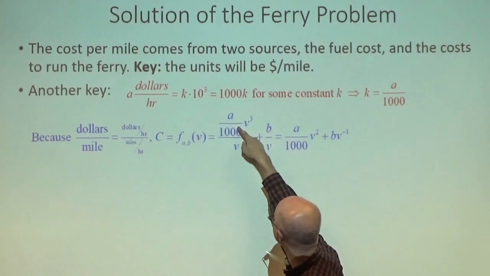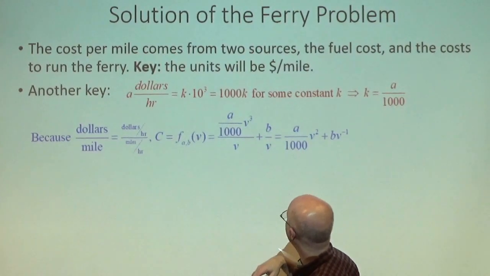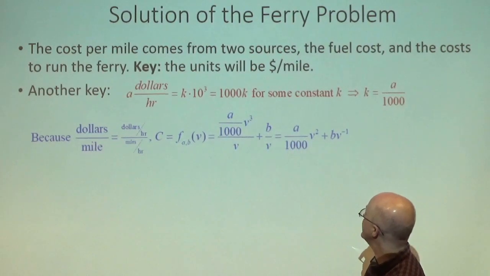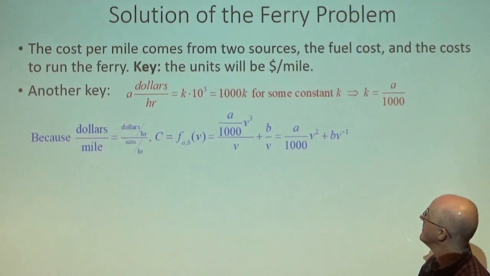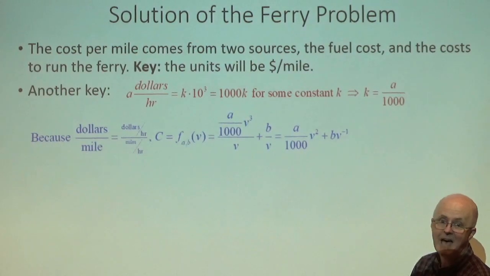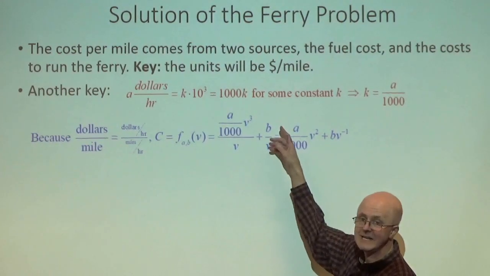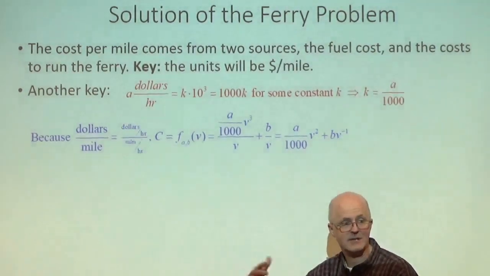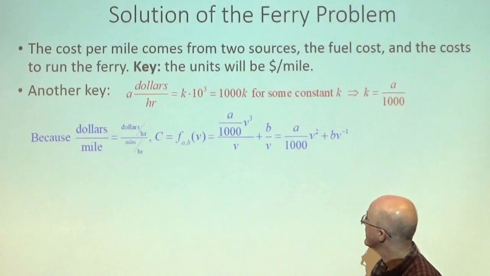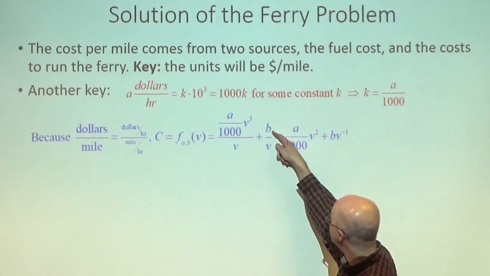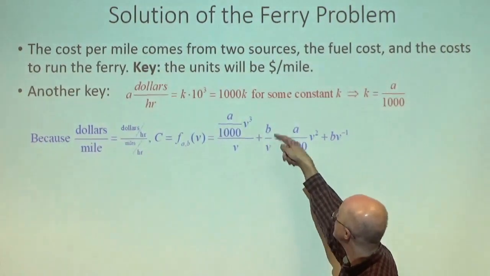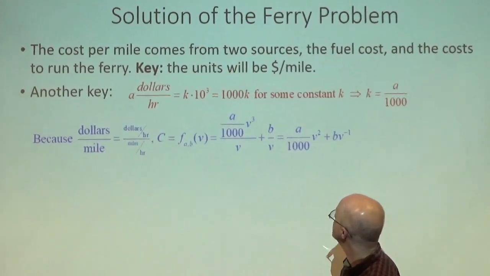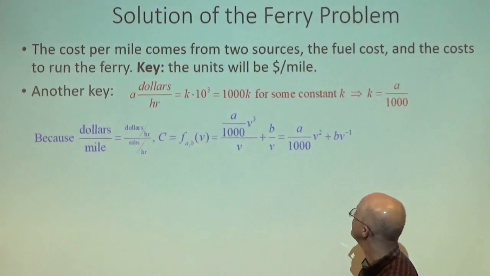And this coefficient here comes from the previous one, A over 1,000. The B was the other costs, like for your maintenance and staffing. It was given in dollars per hour as well. That makes sense. When you hire staff, you have to pay them a certain number of dollars per hour. So B is already in dollars per hour, divided by the speed. This will also be in dollars per mile. The sum of those two is the total cost, again in dollars per mile.